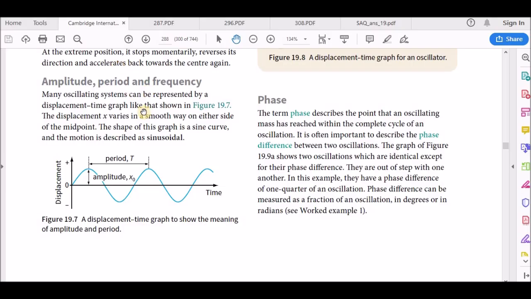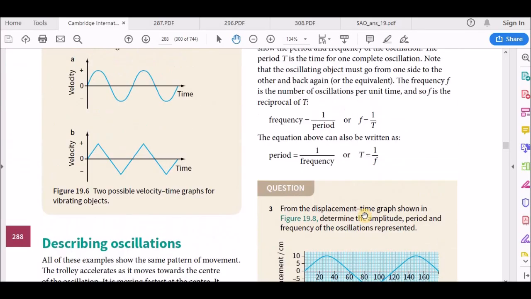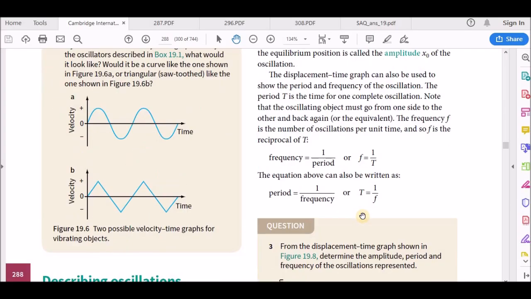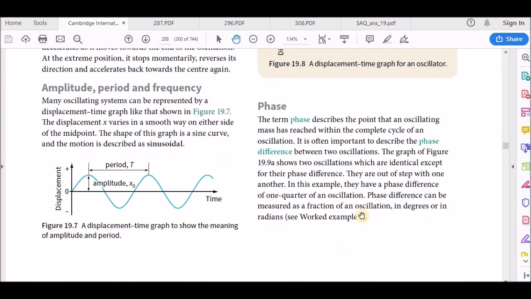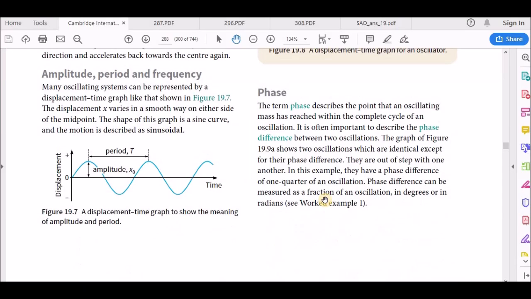Then I talked about this earlier. There is a graph that we can draw for this kind of motion. Here we have the displacement-time graph, but you will also see velocity-time graphs and acceleration-time graphs later on in this chapter. So make sure you have a good understanding of this displacement-time graph.